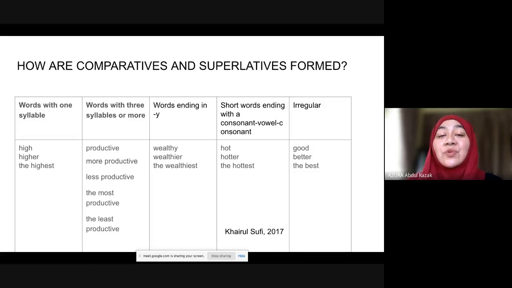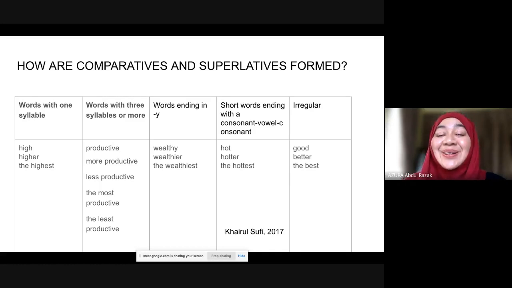Okay, now when the word ends with Y, for example, wealthy, it becomes wealthier, wealthiest. The spelling changes a bit there, yeah? I-E-R, I-E-S-T. When there are short words ending with a consonant, vowel, consonant, okay, hot, H-O-T, consonant, vowel, consonant, hotter, the hottest. But there are also irregulars.